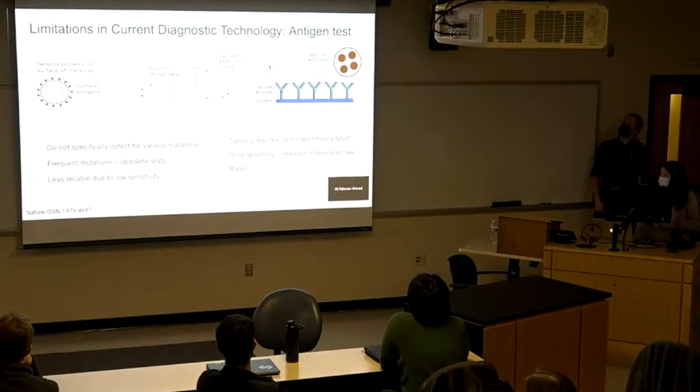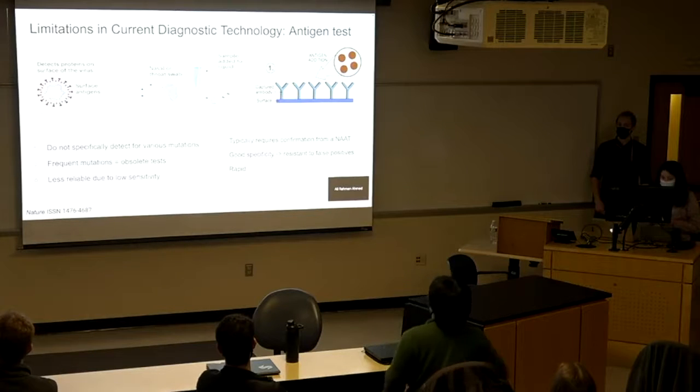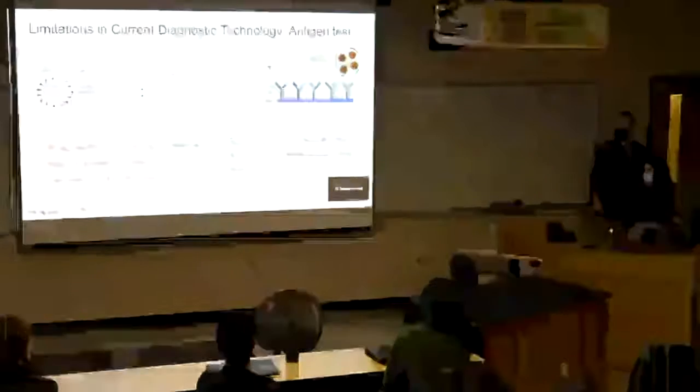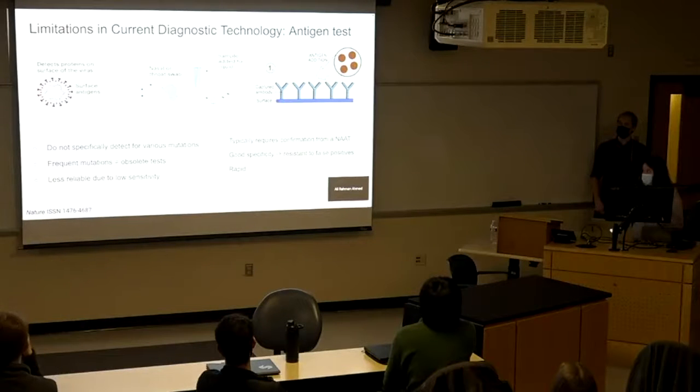And so currently there are a variety of methods to detect the virus. Antigen tests, for example, detect proteins on the surface of the virus. This can be accomplished by taking either a nasal or throat swab and adding it to a lateral flow assay type test. However, these tests do not specifically detect for various mutations, and frequent mutations might make these tests obsolete, and they are less reliable due to low sensitivity. They typically require confirmation from another test. However, they do provide good specificity, and they are pretty rapid.